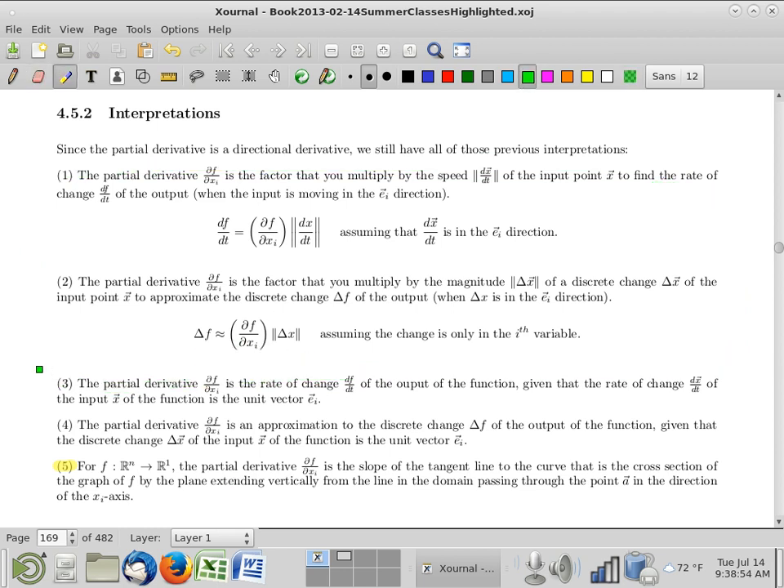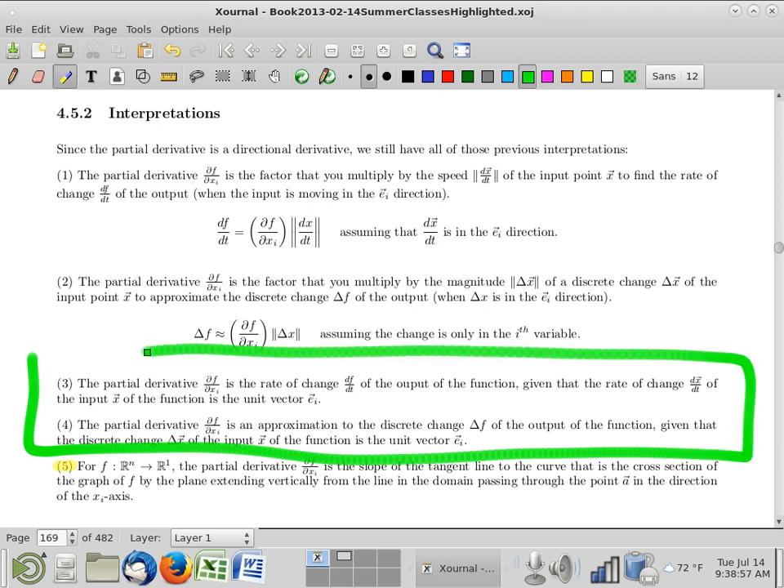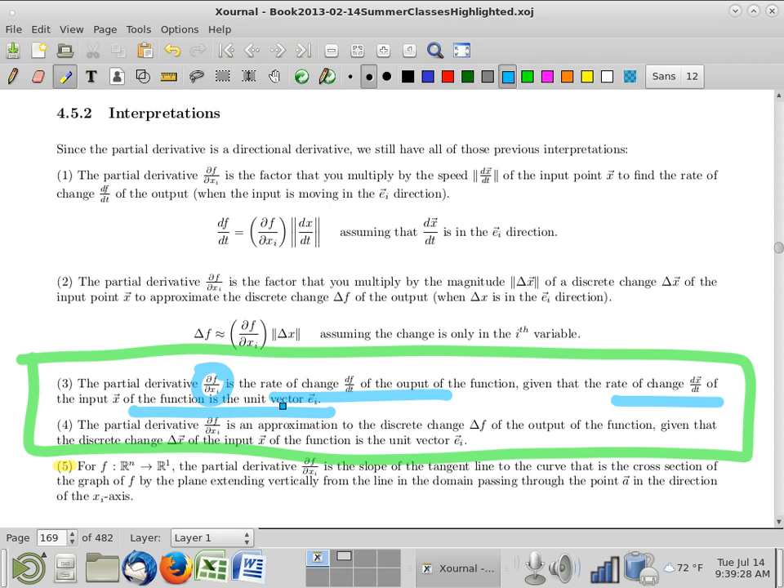Okay. Of course, partial derivatives are special cases of unit directional derivatives, which themselves are special cases of directional derivatives. Partial derivatives are directional derivatives. So these come along for free from interpretations 1 and 2. But the partial derivative as a directional derivative is the rate of change of the output, assuming that the rate of change of the input is that given unit vector, ei.